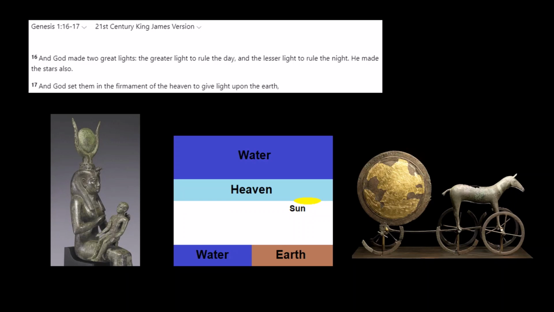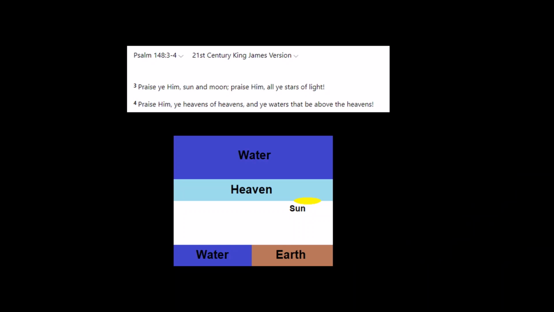And that's not just described in Genesis 1, but it can also be read in Psalm 148, where ever higher locations are described. "Praise ye him, sun and moon. Praise him, all ye stars of light. Praise him, ye heavens of heavens, and ye waters that be above the heavens." So the sun, moon, and stars are the lowest. They're at the bottom of heaven. Above them is heaven, and above heaven is water. And that's obviously very different from the modern view of the universe.